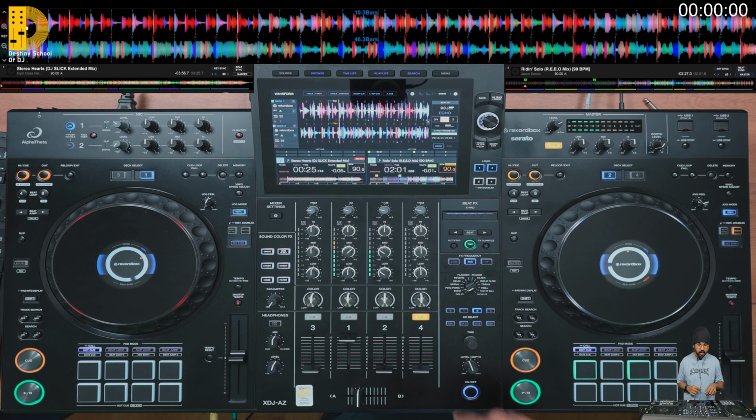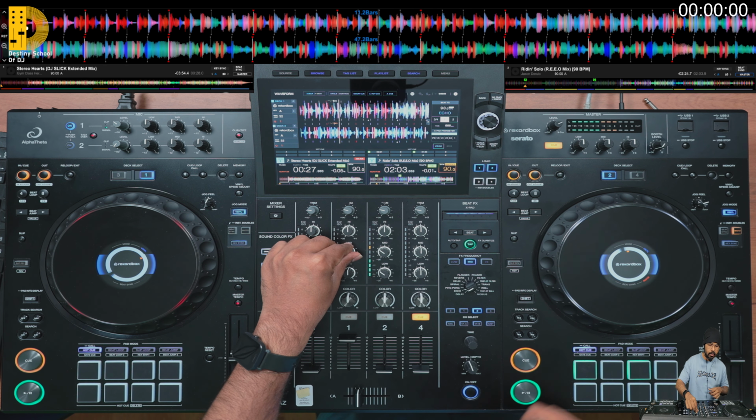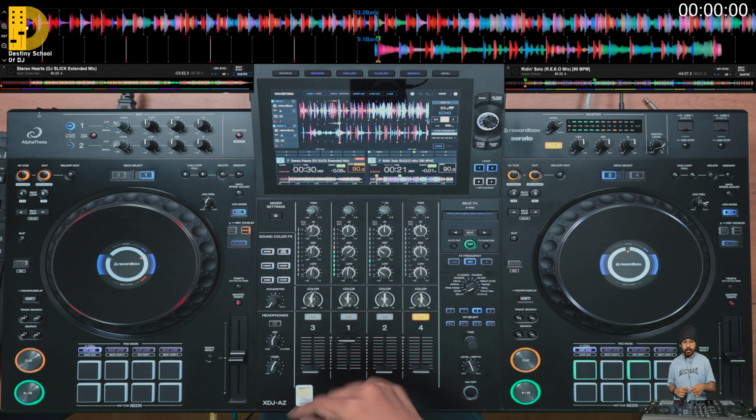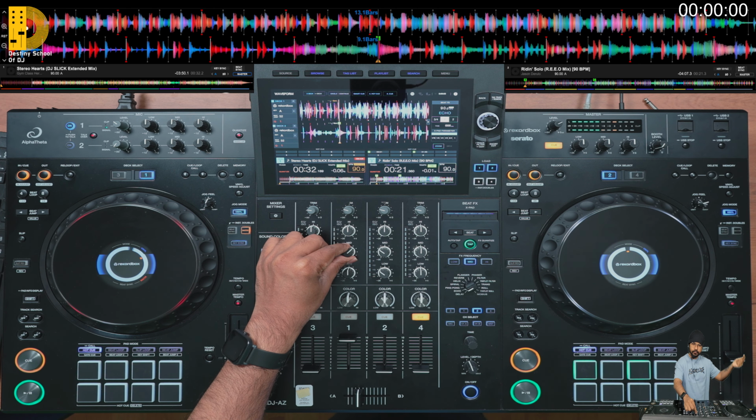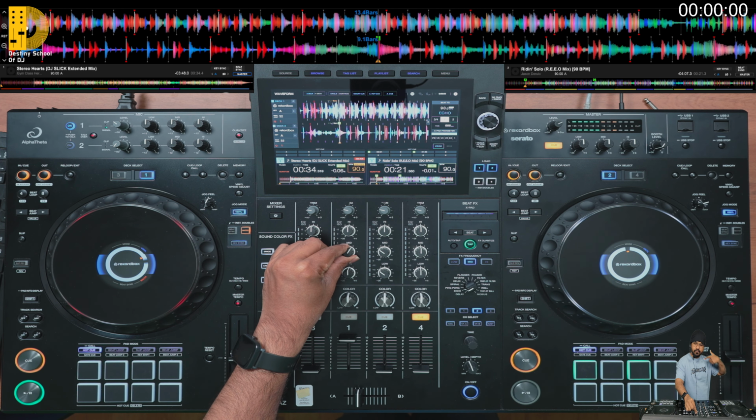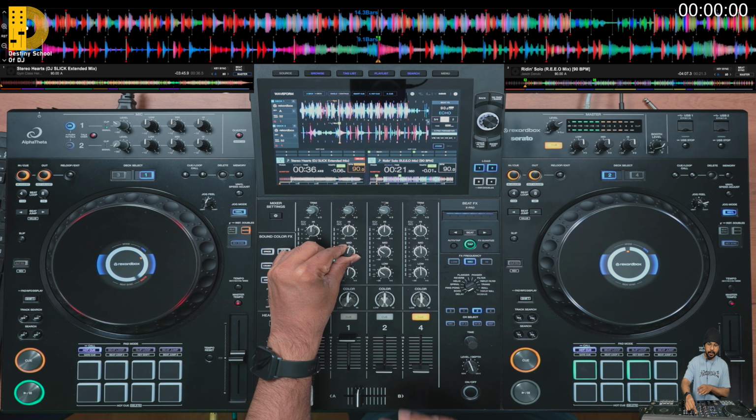Increase the mids over here because the vocals are not that popping out. And then once it begins, see, it's getting louder. Bring the mid back in.